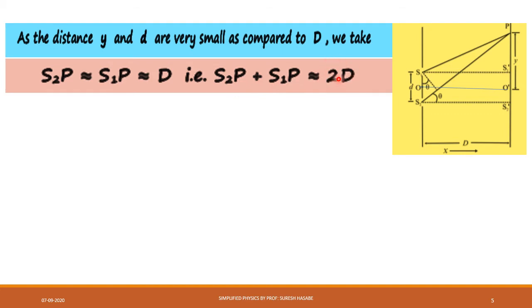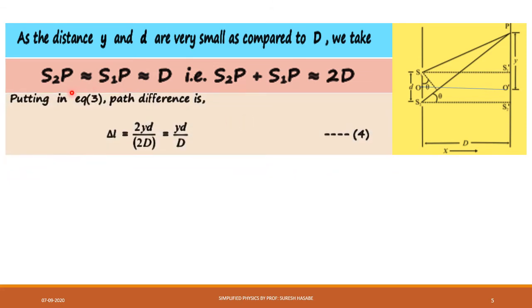If we put this value in equation 3, what are we getting? Putting in equation 3, the path difference delta L is equal to 2yd, already we know, and S2P plus S1P is equal to 2D, that we replaced. 2 gets cancelled. We are getting yd upon capital D. This is equation number 4, and that is considered as the path difference between the two wavelets coming from S1 and S2. Now, remember, we have to study what happens due to this path difference.